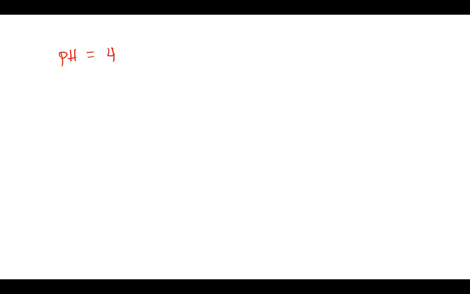Well, what you're saying when you have a pH of 4 coffee is that the hydrogen ion concentration, which is what makes an acid have its acidic properties, is 1 times 10 to the negative 4th moles per liter.